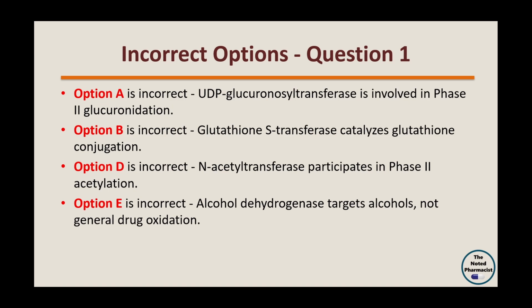The tricky part here is recognizing the difference between enzymes involved in phase 1 and phase 2 metabolism and understanding that cytochrome P450 is crucial for phase 1 oxidative reactions.